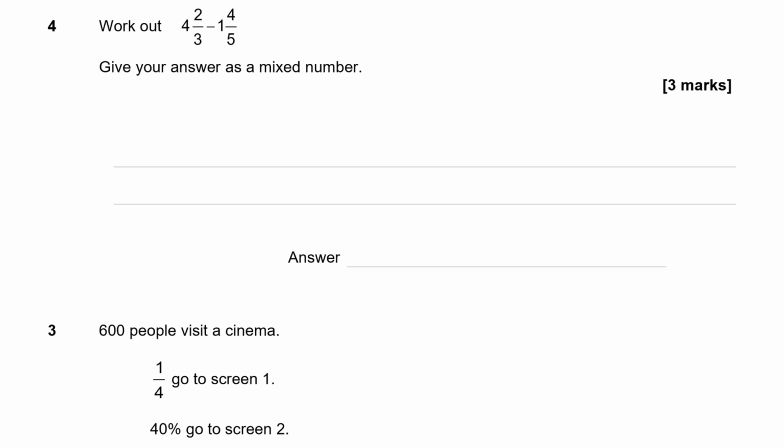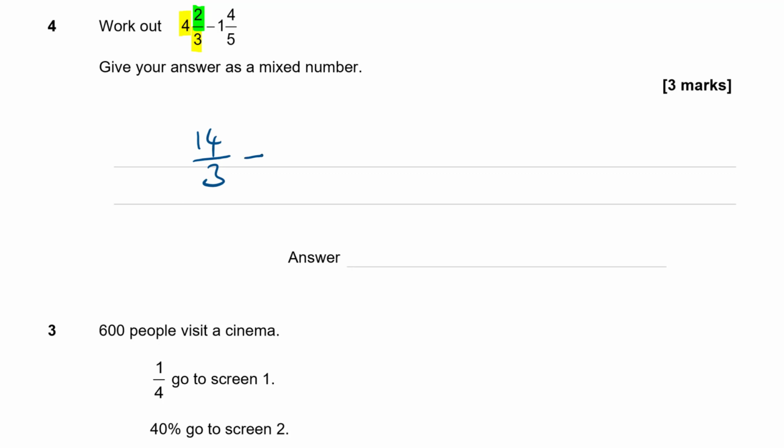Okay, now subtraction, fraction subtraction follows exactly the same rules as fraction addition. So we're going to do the same thing. We're going to convert both these numbers into improper fractions first. Then we're going to find a common denominator, then we're going to subtract them, and then we're going to convert back to a mixed number, just like we did in question 3. Okay, so first off, writing 4 2/3 as an improper fraction. 4 times 3 is 12, add 2 is 14. So 4 2/3 is 14 thirds.